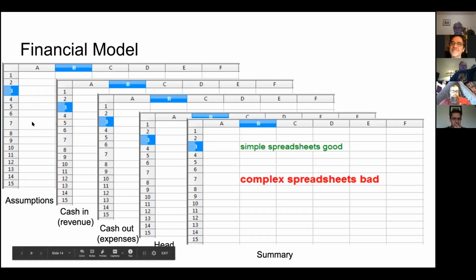with your assumptions, going into the ways that revenue comes into your business, so the cash in, going through all of your expenses in a single tab for the cash out, calling out your headcount of all the people that you plan to hire, and then a summary that summarizes all these tabs together.